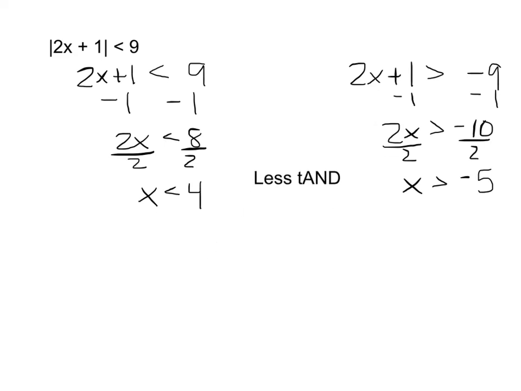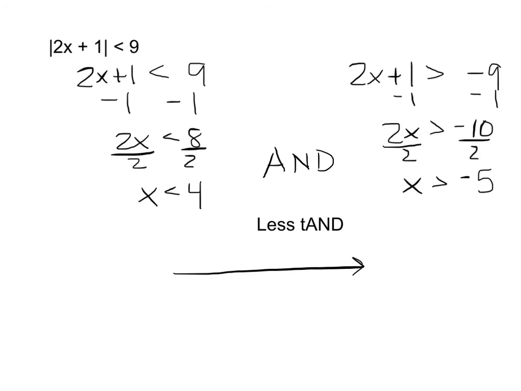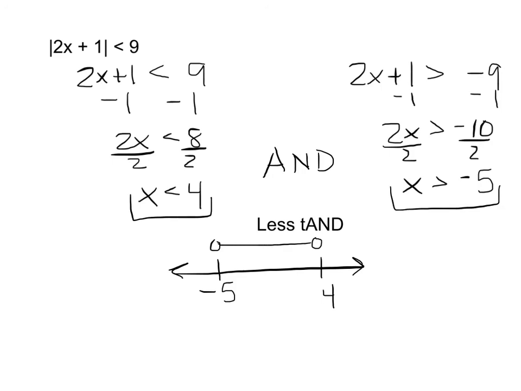So in this case, we're talking about an AND statement. So now we know we're either looking at no solution or the dumbbell. Put my negative 5, put my 4. I want numbers that are less than 4, but greater than negative 5. If I was going to put this in interval notation, it would look like this.